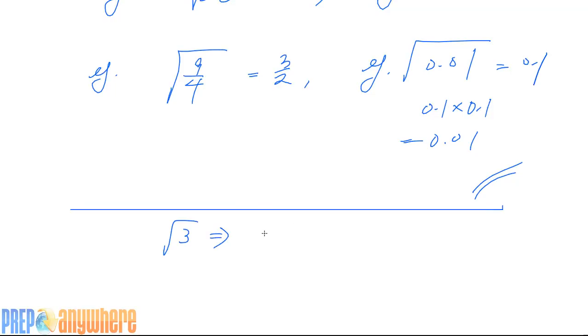Okay, you have to just guess. You just go, oh, maybe let me square 1.2, right? Let me square 1.5 and see if I get 3. And so on. You have to guess. Okay, it's very, very hard. So we usually use a calculator for that.